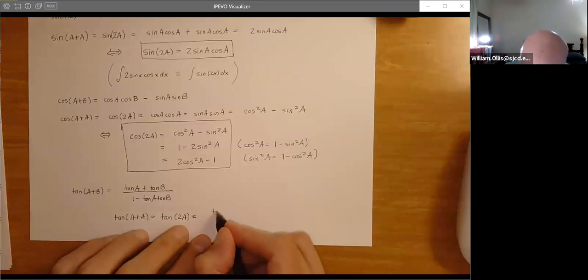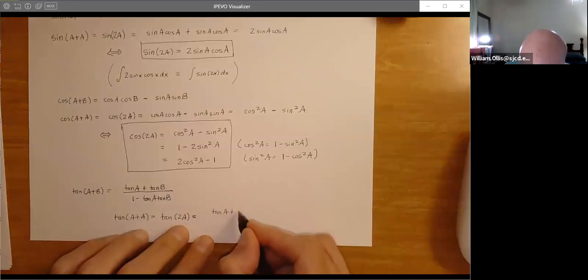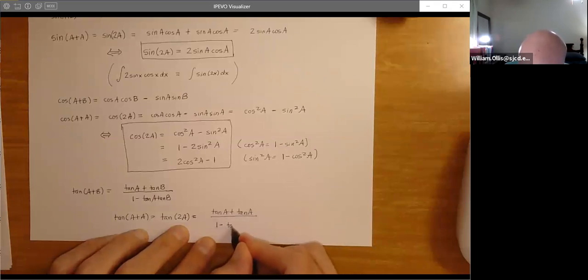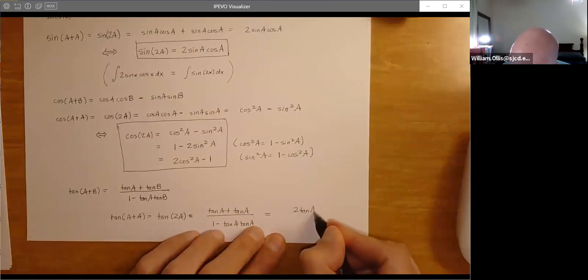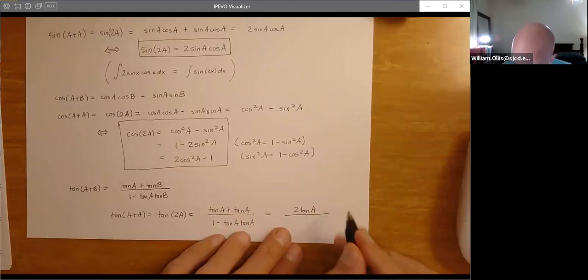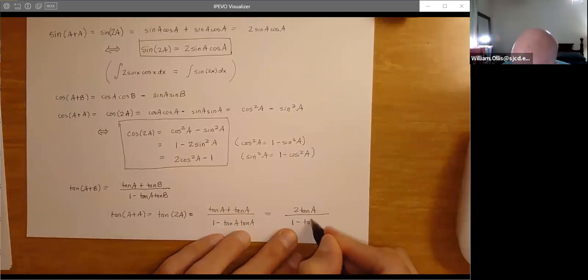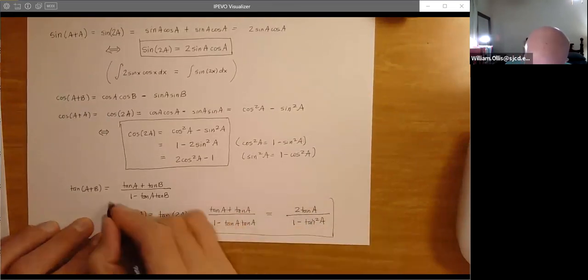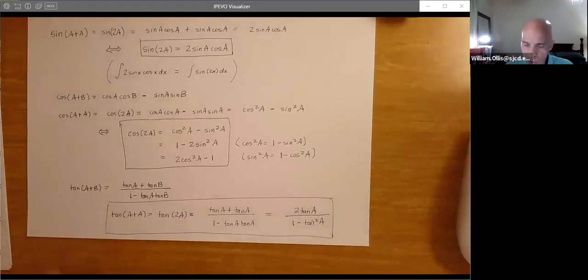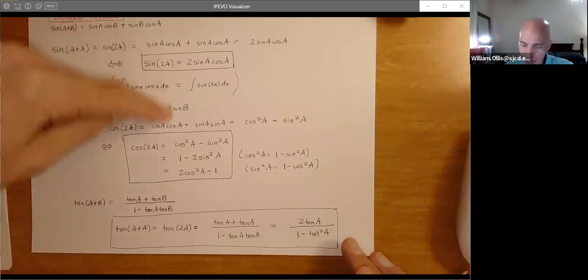So now we'll have tangent of A plus tangent of A, and then we have 1 minus tangent A times tangent A. You're thinking that's kind of boring. So that gives us 2 copies of tangent A, 2 tan A, and then downstairs, 1 minus tangent squared A. So this one, it's useful, but we just don't get as much use for it as we do these two. Okay?